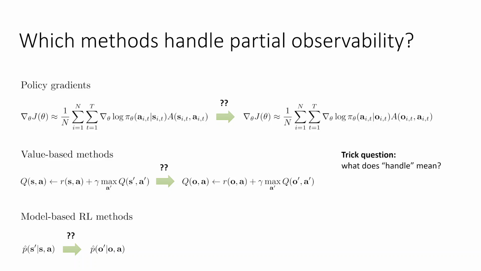Like, let's say that it was valid to simply replace the state with the observation. What would you hope to get out of a method that works correctly versus what could go wrong with a method that does not work correctly?